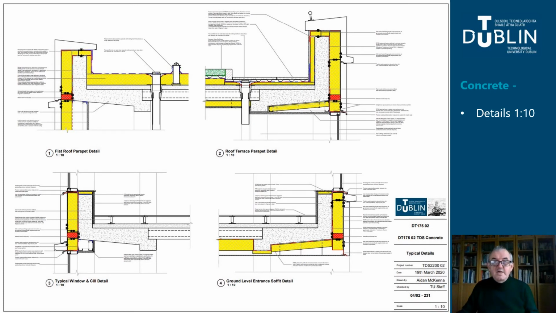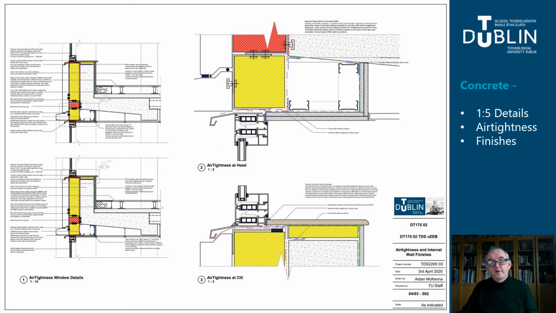The sectional details are further developed at a scale of 1:10. These include further information including cladding panels, raised floors and rainwater drainage. Further, larger scale details at 1:2 allow for the exploration and resolution of issues such as building air tightness, which is a fundamental requirement of thermal performance.